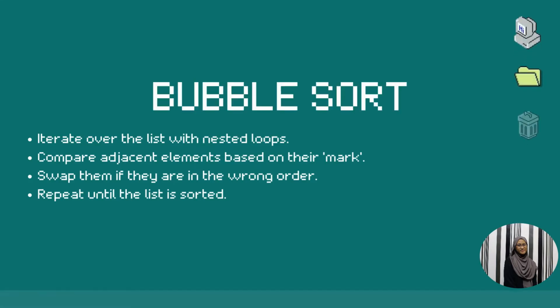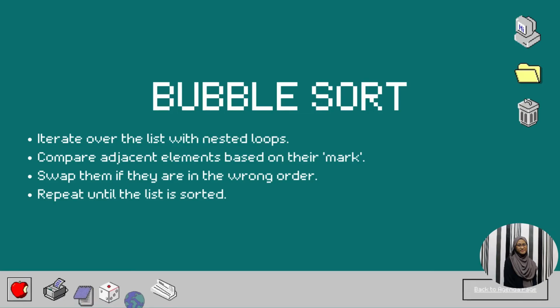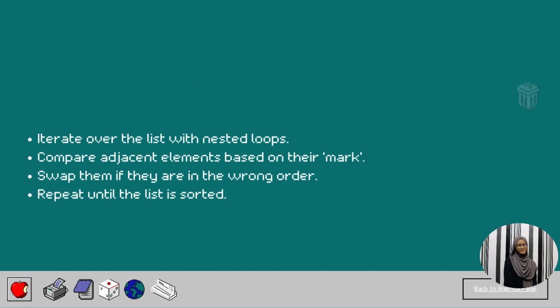For bubble sort, first, iterate over the list with nested loops. Second, compare adjacent elements based on their marks. Third, swap them if they are in the wrong order. Fourth, repeat until the list is sorted.